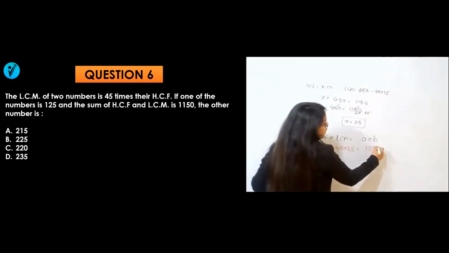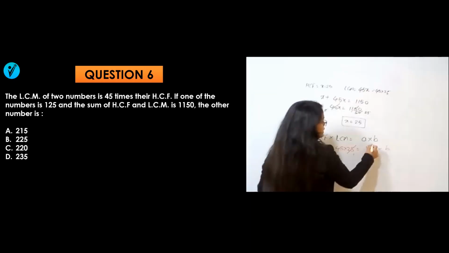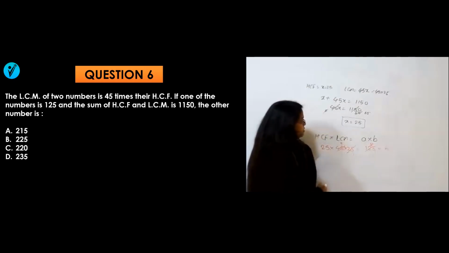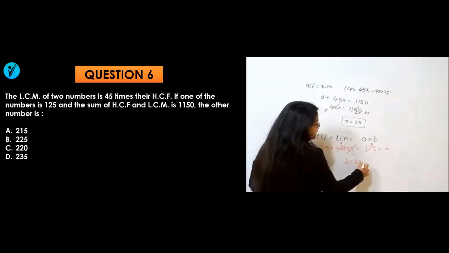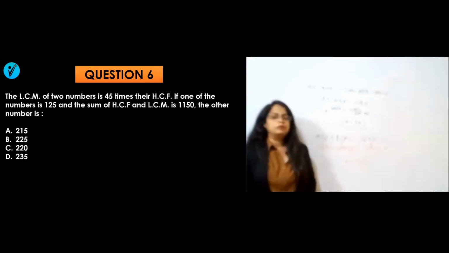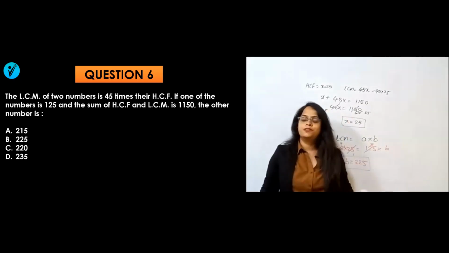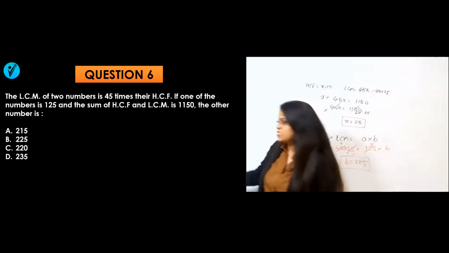One number is given as 125, and the second number we have to find. What will it be? 25 ones are 25, 5 into 9 is 45, so 25 times 9 will be 225. So the other number will be 225. That is your option number B. This question was easier, only this was the logic. Otherwise, nothing was there. Let's go for the next one now.